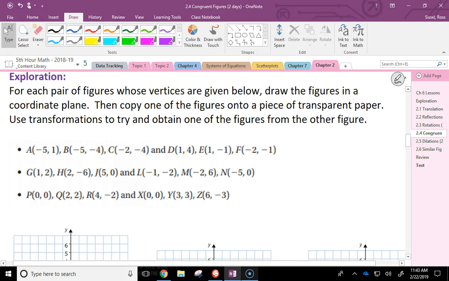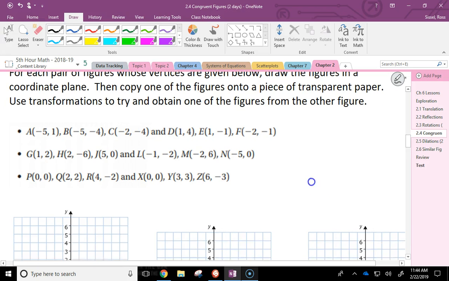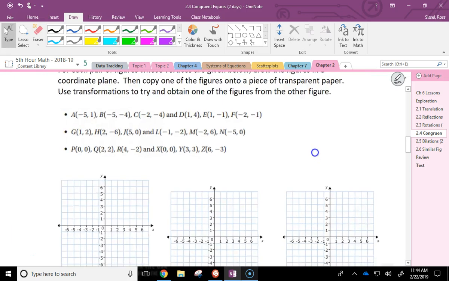Okay. Everyone should be on this page. I'm going to be doing it on OneNote. Okay, it says, for each pair of the figures whose vertices are given below, draw the figures in a coordinate plane. You have a coordinate plane underneath, so this is kind of easy. I need you to have this coordinate plane underneath.